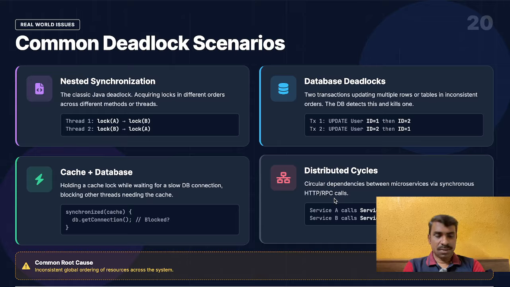Cache plus database: holding a cache lock while waiting for a slow DB connection, blocking other threads needing the cache. That is deadlocks in cache.